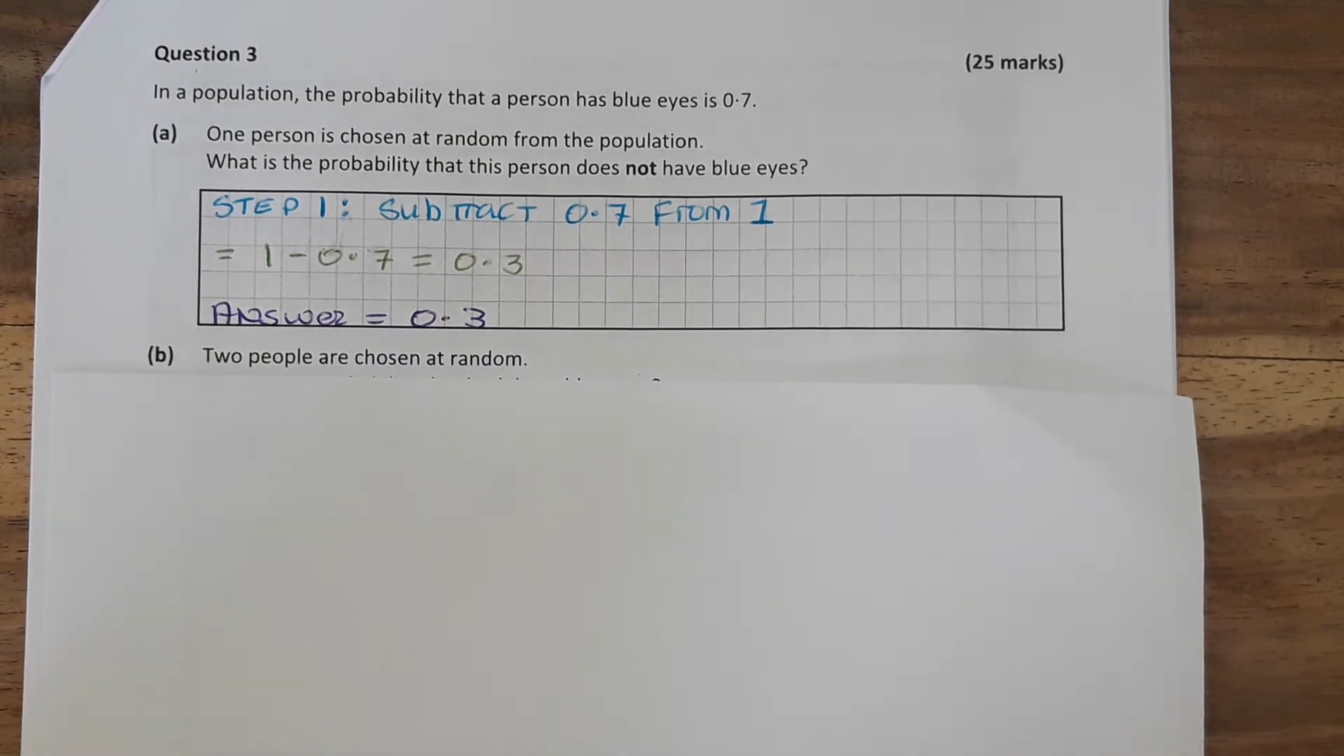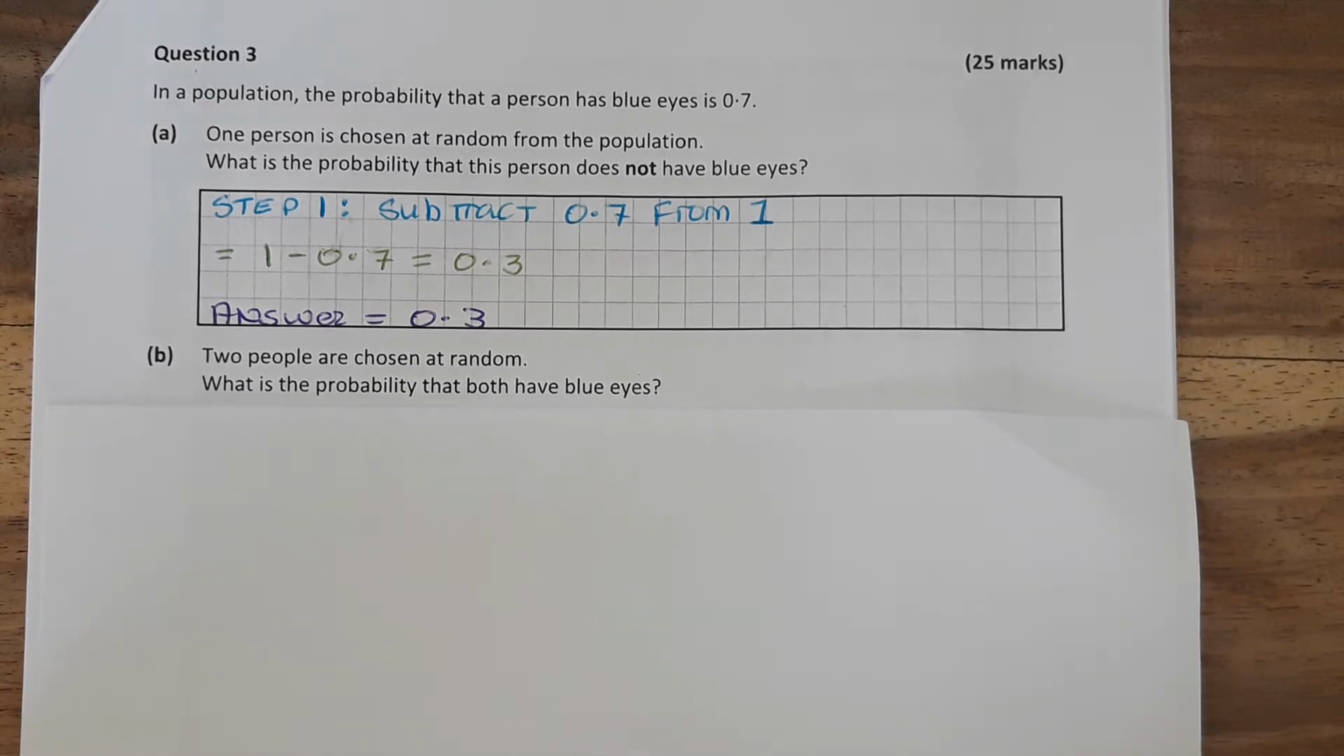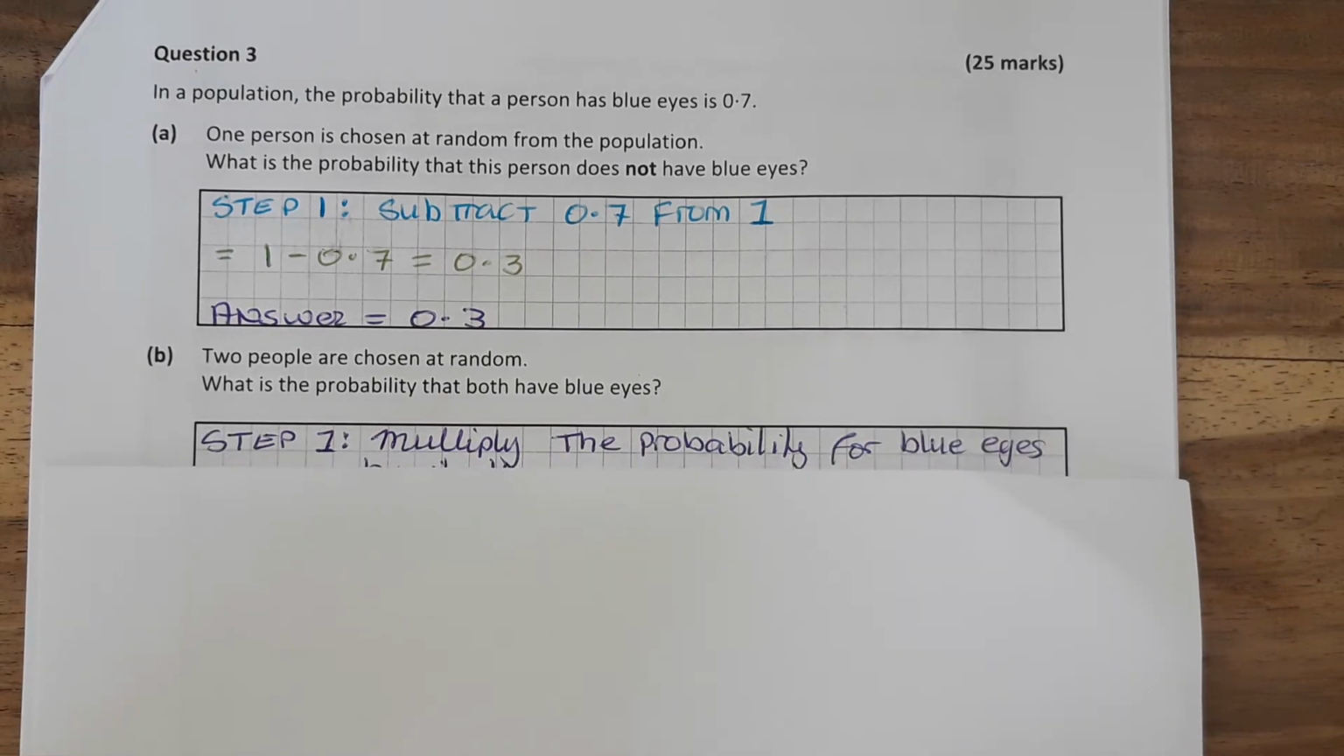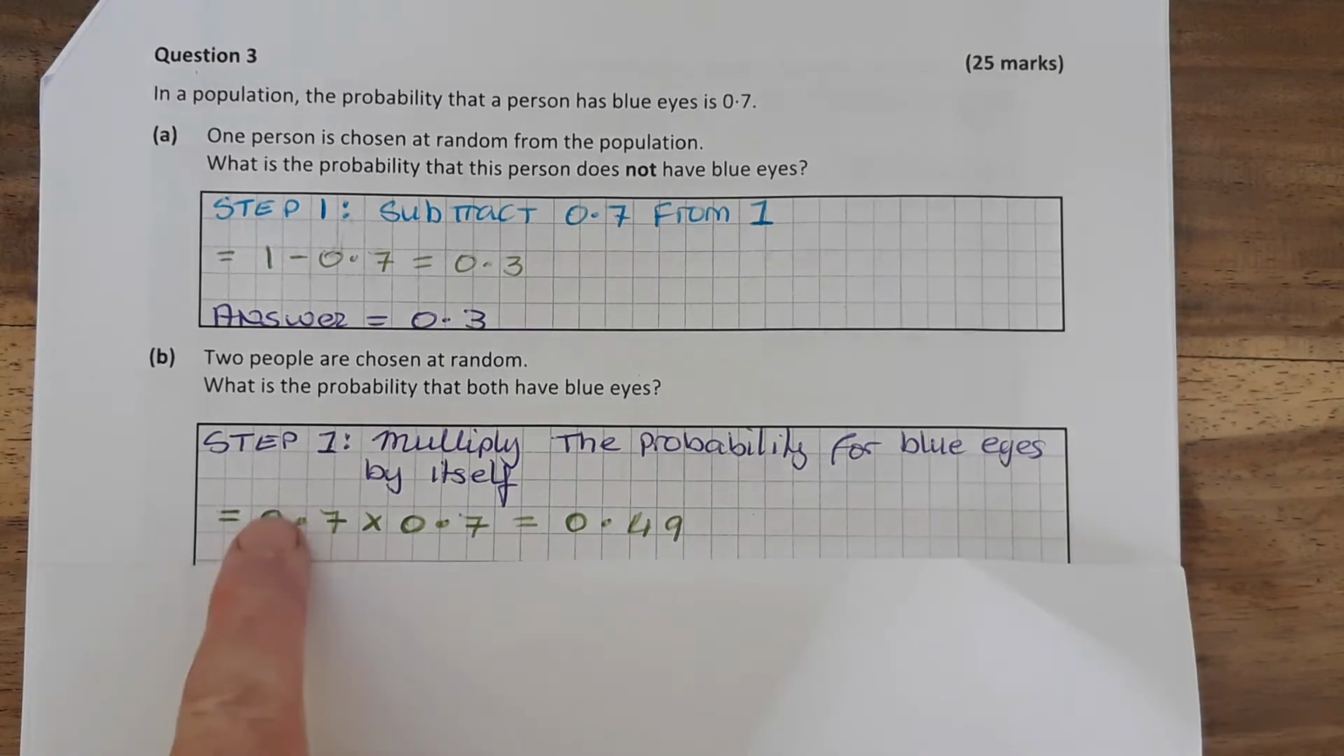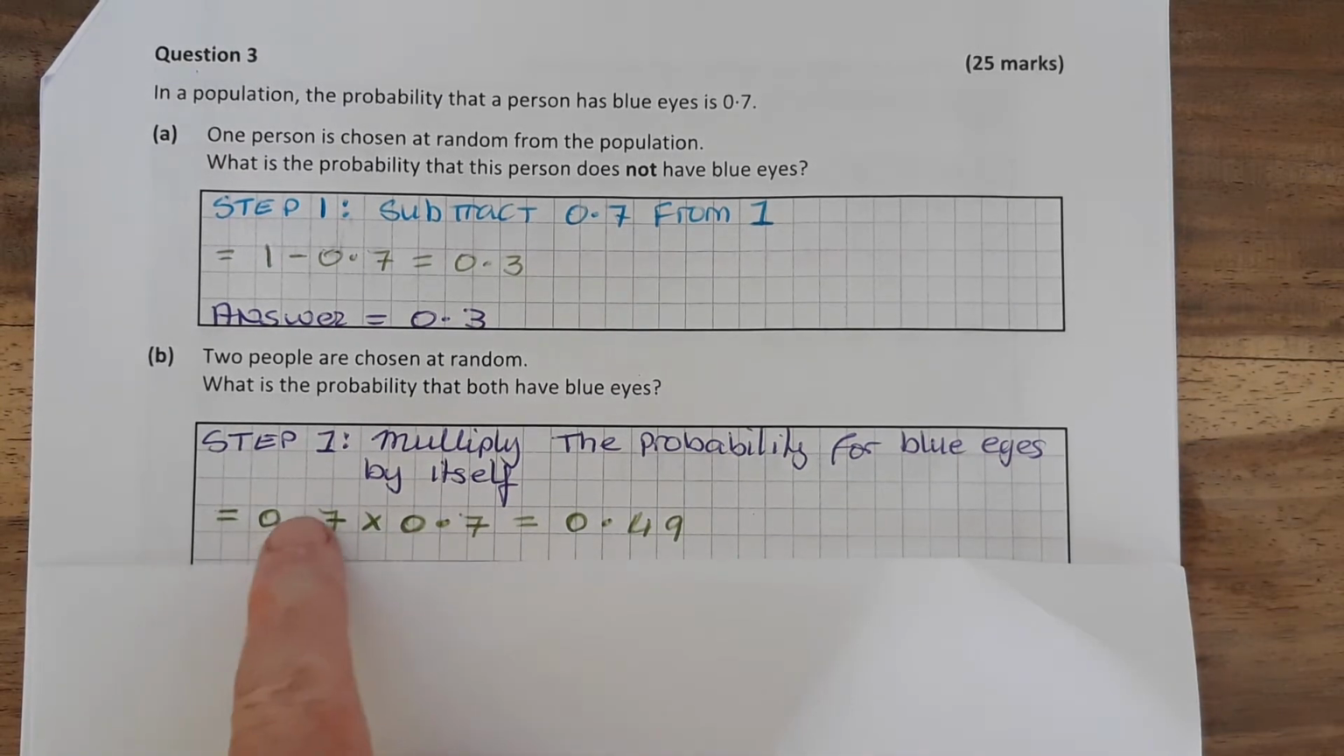2 people are chosen at random. What is the probability that both have blue eyes? Well, now you know that a person with blue eyes, their probability is 0.7. You've 2 of them, so you simply multiply the probability for blue eyes by itself. So that's person 1, that's person 2. So it's 0.7 by 0.7, and your probability is 0.49.